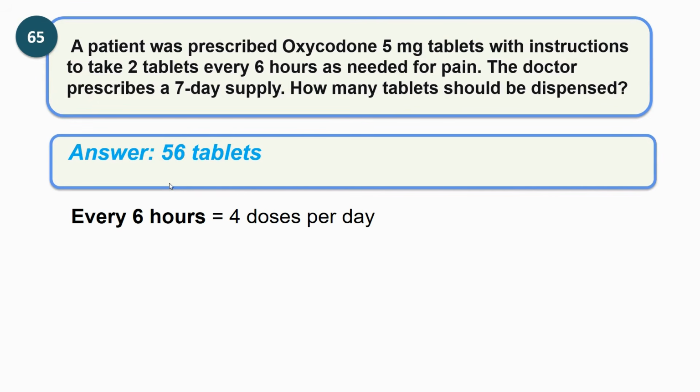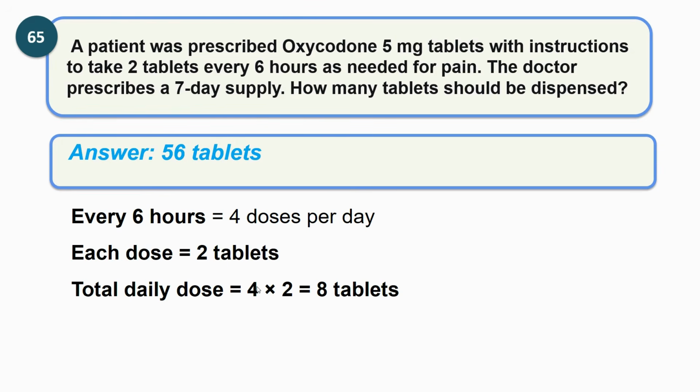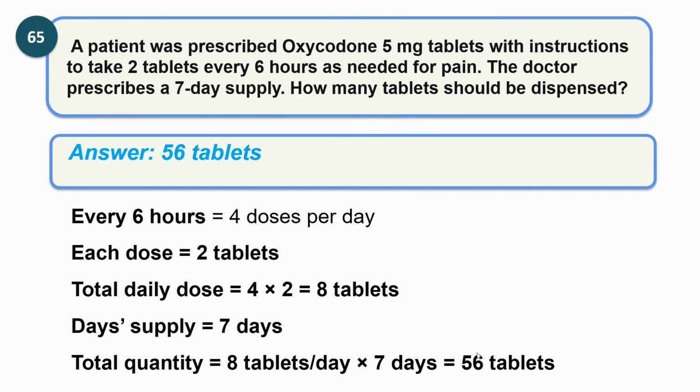Let's solve how to do it. So every 6 hours, that is 4 doses per day, right? Take 2 tablets every 6 hours. So every 6 hours means 4 dosages per day, and each dose is 2 tablets. So therefore, 4 times 2, 8 tablets. So daily dose is 8 tablets. For 7 days, 7 times 8, that would be 56 tablets. Correct answer is 56 tablets.